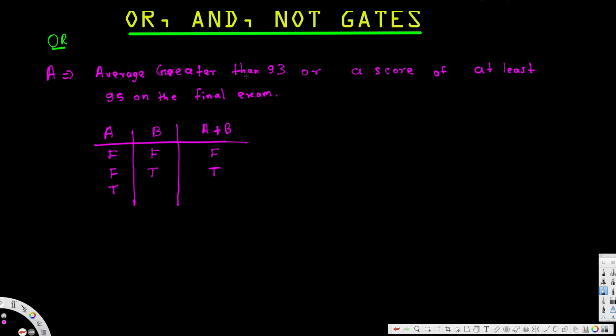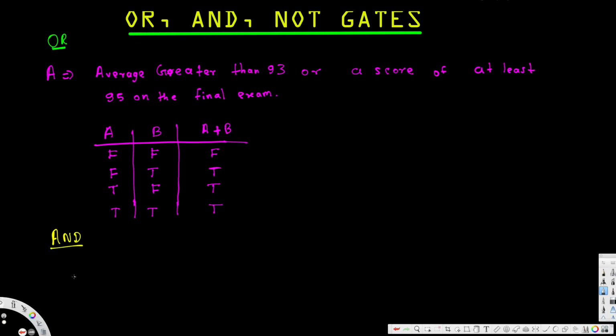If we get greater than 93 and he didn't get the marks required on the final, he will still get an A. And if both of them are satisfied, he will get an A. So this is how the OR works. Now let's look at AND.